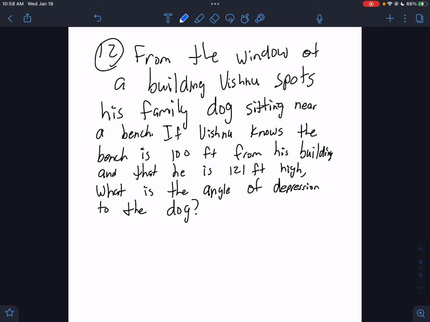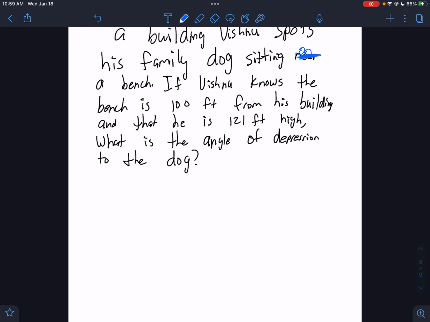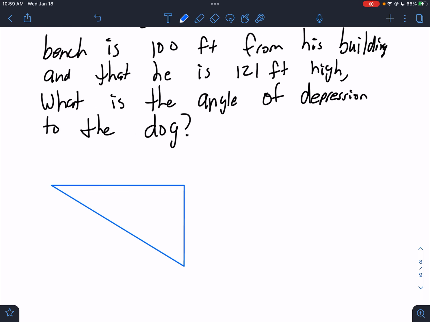But it says, from the window of a building, Vishnu spots his family dog sitting near a bench. People got really frustrated. I'm going to change it to on a bench. You happy? Okay, he's on the bench. If Vishnu knows the bench is 100 feet from his building and that he is 121 feet high, what is the angle of depression? So I would draw a depression triangle. I have an angle of depression here, 121 feet high, 100 feet from the building, angle of depression.